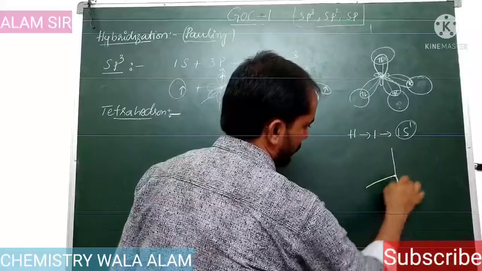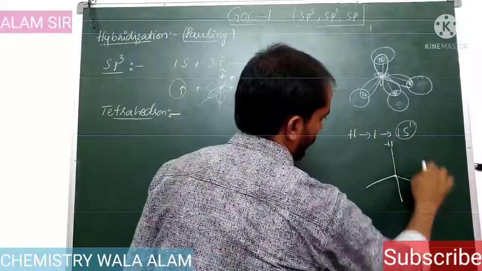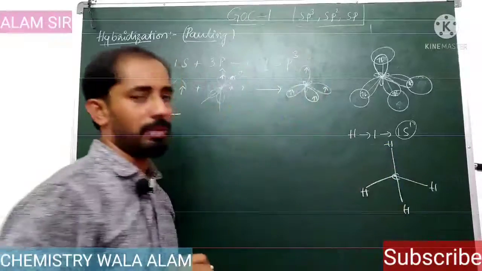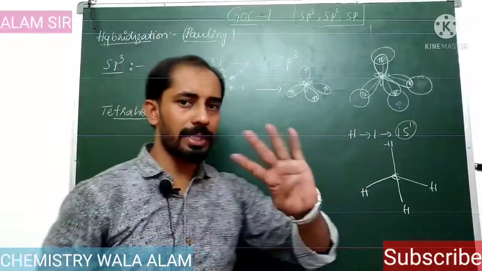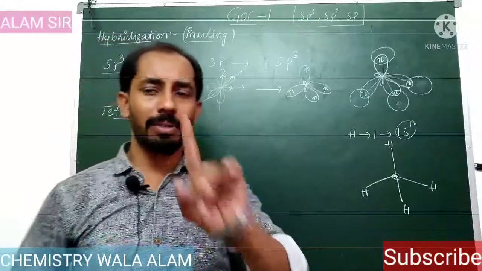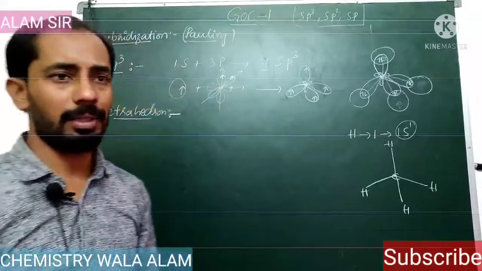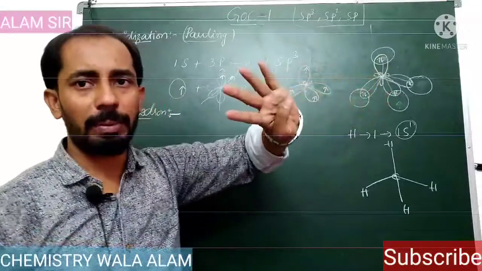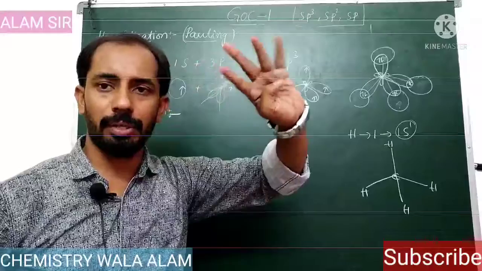The central atom is carbon. The 4 bonds are sigma bonds, because single bonds are always sigma bonds. And you know that all 4 are hybridized orbitals, and each one can form 1 sigma bond.